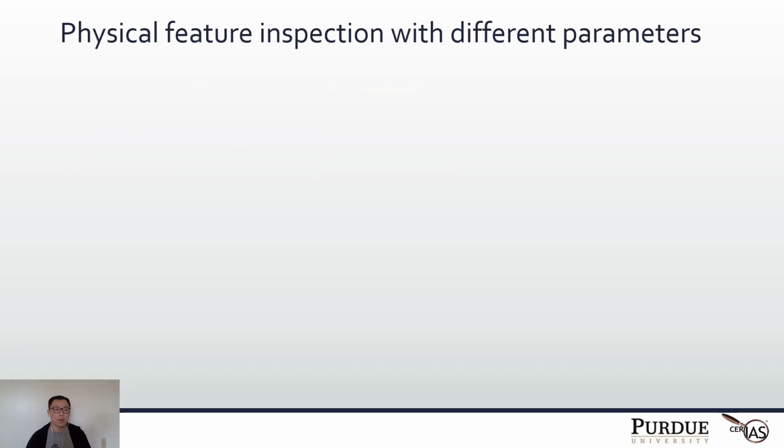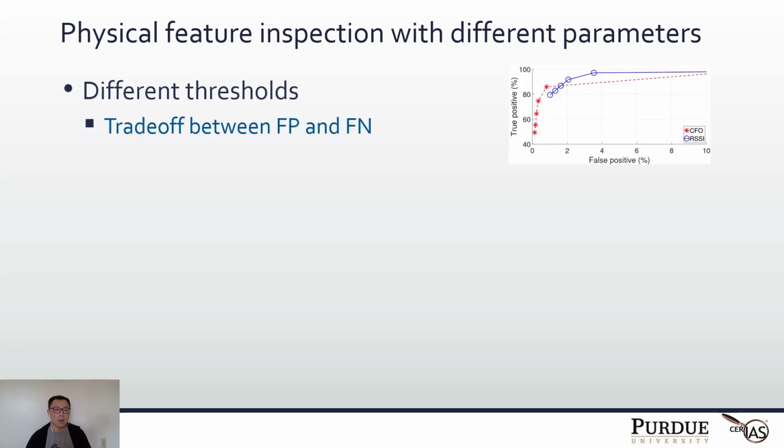Besides, we have also evaluated the physical feature inspection with different thresholds. The threshold is a trade-off between false positive and false negative. As we can see from the ROC figure, if the true positive rate increases, which means the false negative rate decreases, the false positive rate increases.